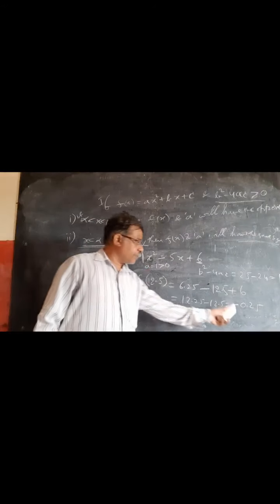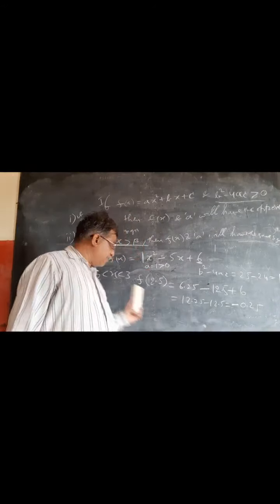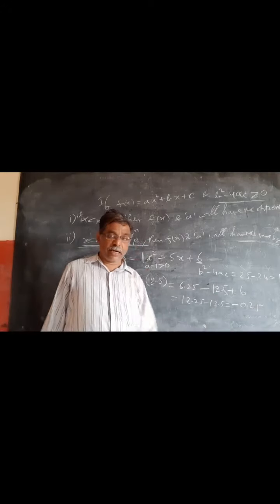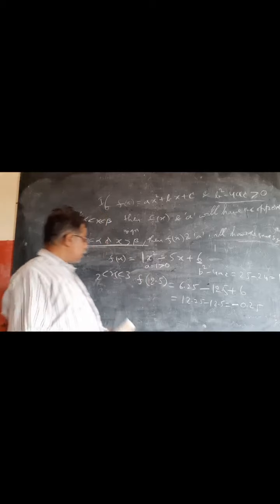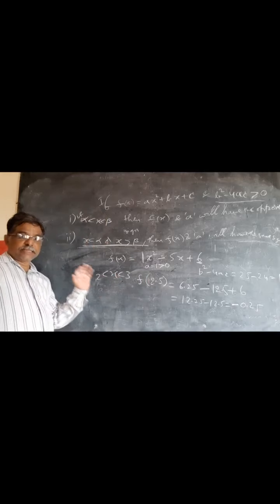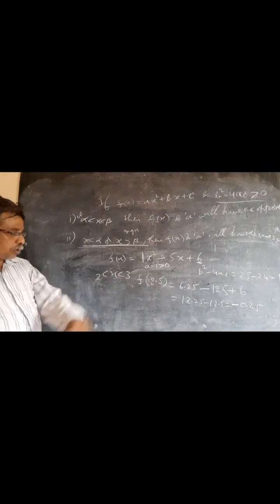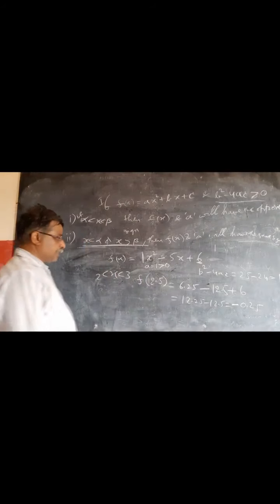A is positive, I am getting f of x negative. For any value between 2 and 3, you can check. You will always get negative because here a is more than 0. If I take any value outside this range, on the left side of 2 or the right side of 3, what happens? We'll check.